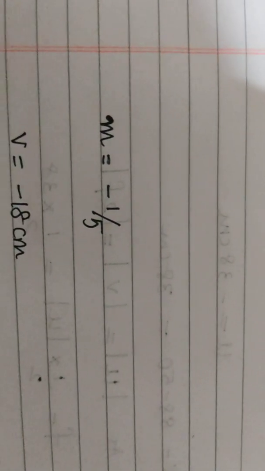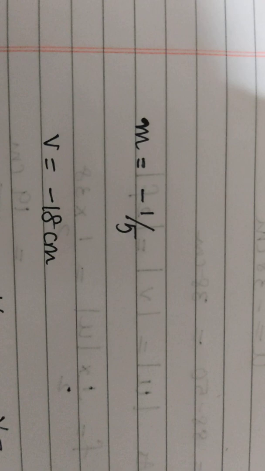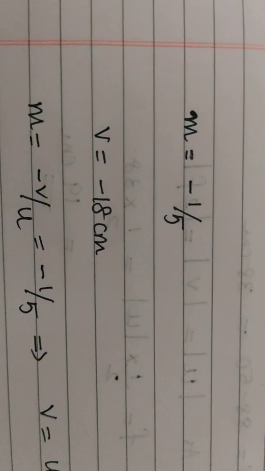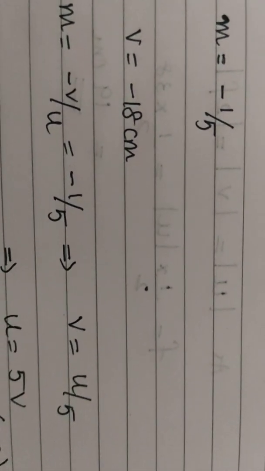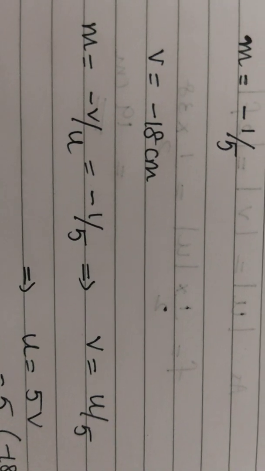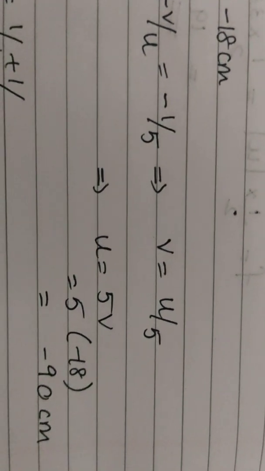So here without working out, by just logical reasoning, we can choose the answer if the concepts are clear. I'll show you the working also. As the image is real and 1/5 size of the object, the magnification is -1/5. Image distance is minus 18 centimeter. It is taken as negative because a real image is formed in front of the concave mirror and as per convention it has to be negative. By using the magnification formula for mirror, m is minus v upon u, we can find the relation between u and v, and by putting the value of v we can get the value of u.